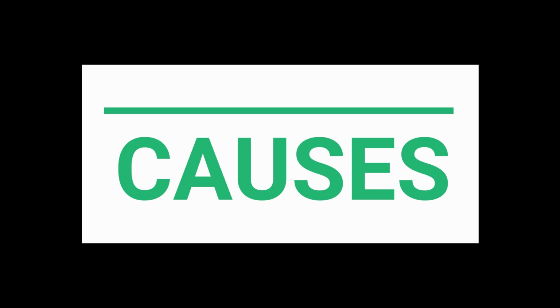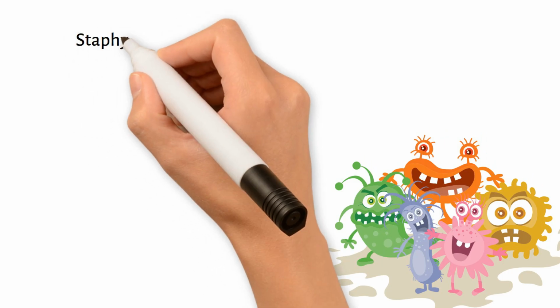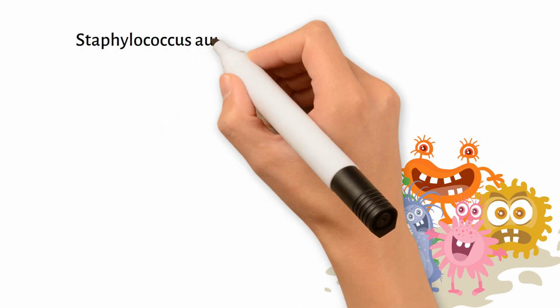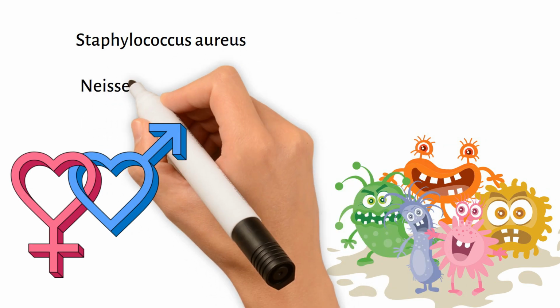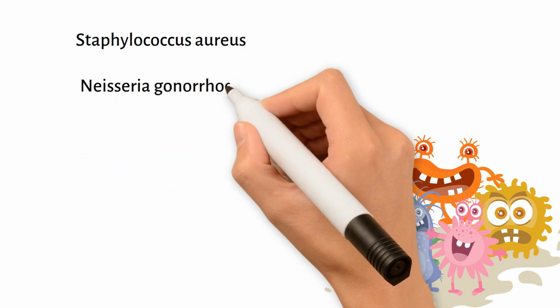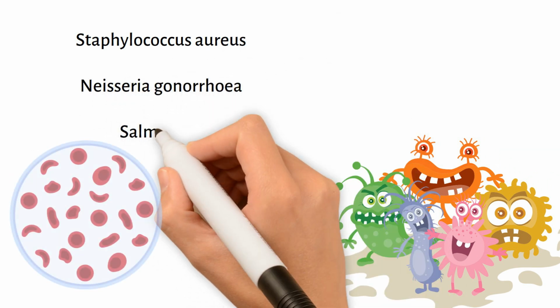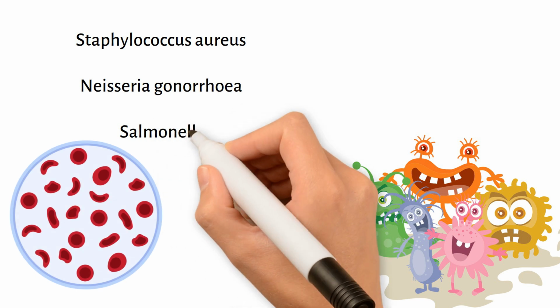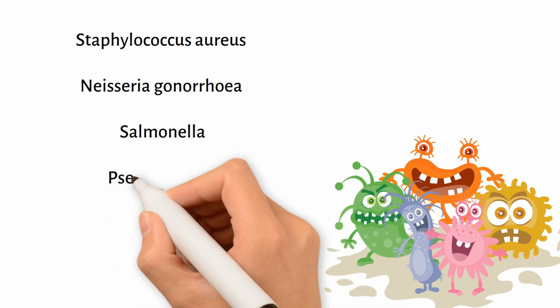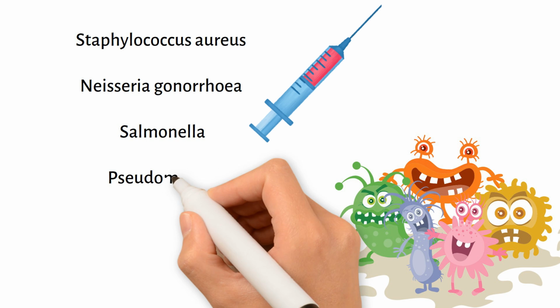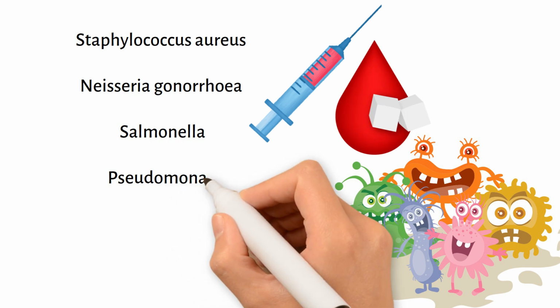So now let's talk about the causes. The most common cause is Staph aureus. Neisseria gonorrhoeae can do it, especially in sexually active young adults. Salmonella is the most common cause in patients with sickle cell disease. Pseudomonas is an important cause, especially in IV drug users and diabetic patients.